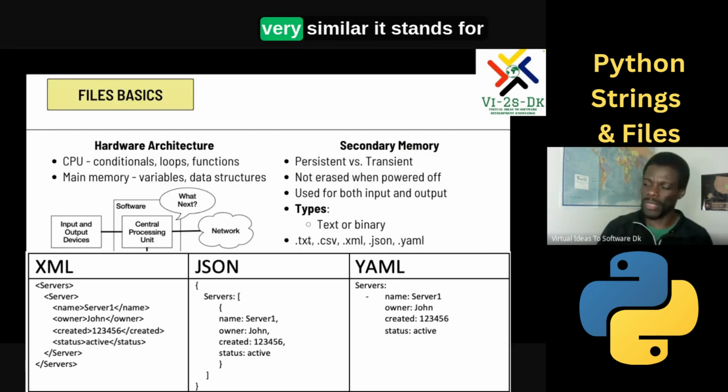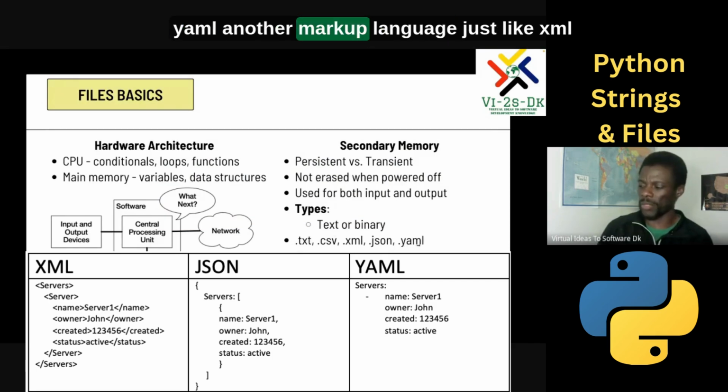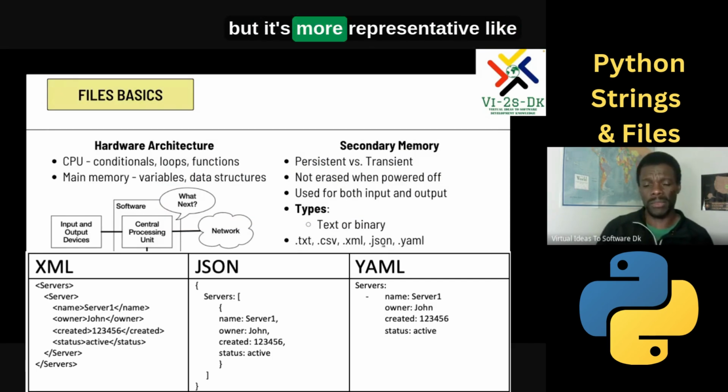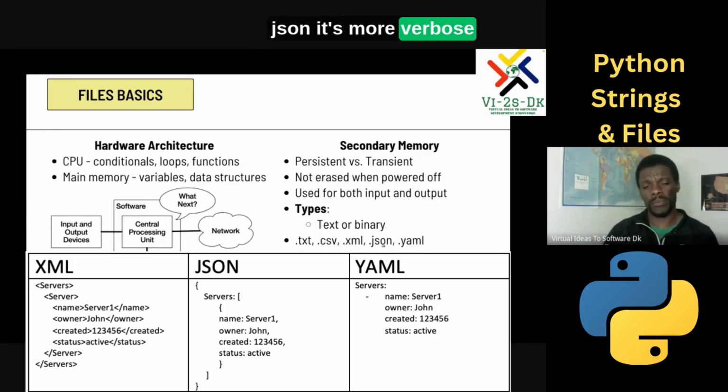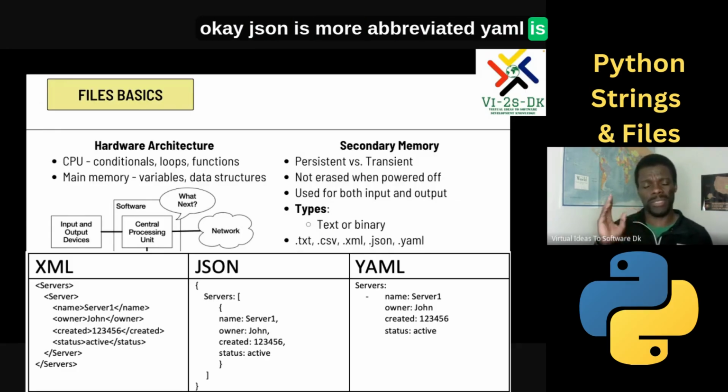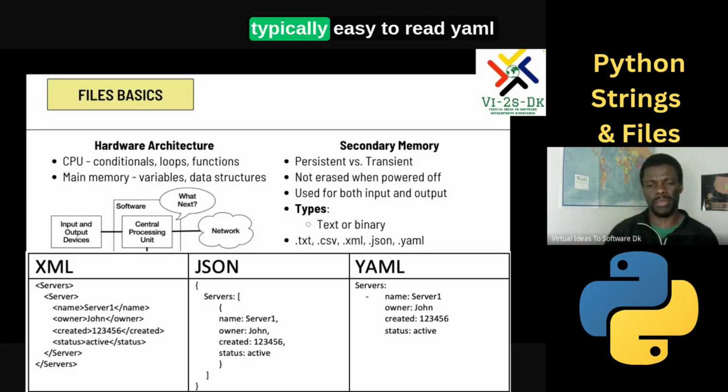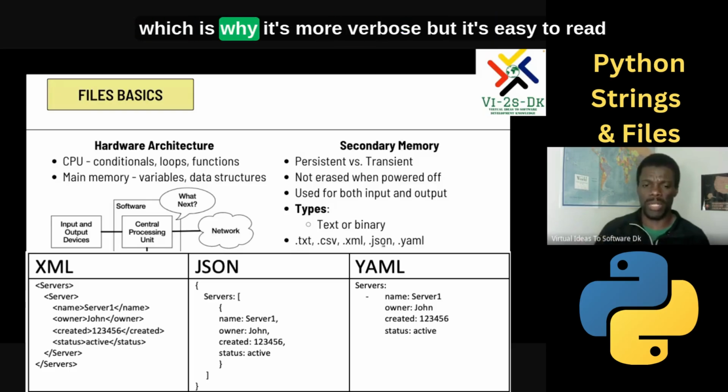YAML is also very similar. It stands for YAML, another markup language, just like XML, but it's more representative like JSON. It's more verbose. JSON is more abbreviated. YAML is the same thing as JSON. So if you know JSON, it's typically easy to read YAML, which is why it's more verbose, but it's easy to read.